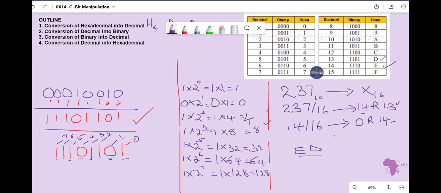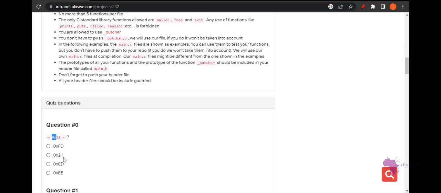So it's ED. But remember, we need hexadecimal notation, meaning it must have 0x and then our answer. So our answer will be 0xED. Let's check if we have such an answer. Yes, we have 0xED, like that. So that will be our answer. Yes, so we are correct.